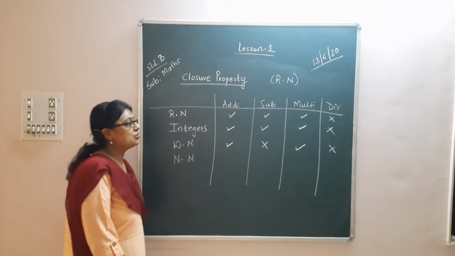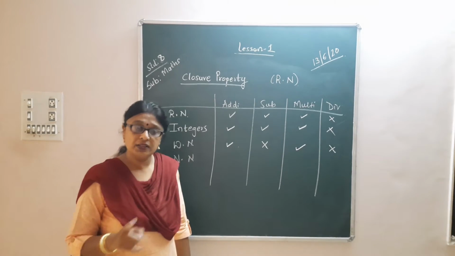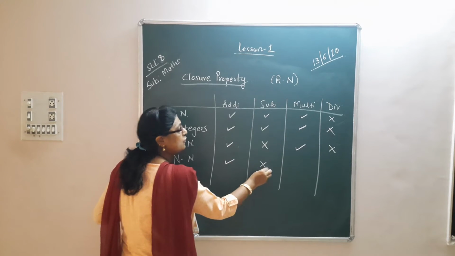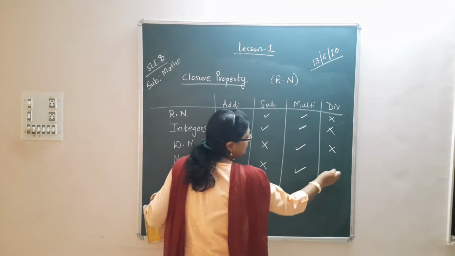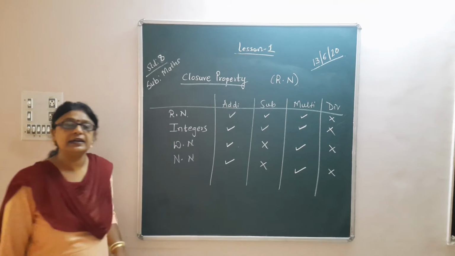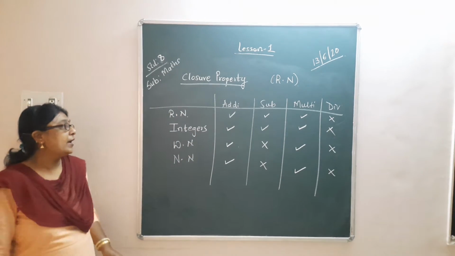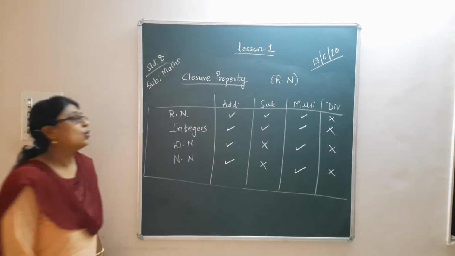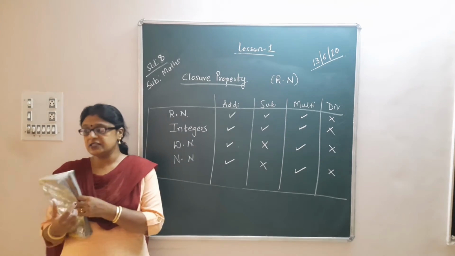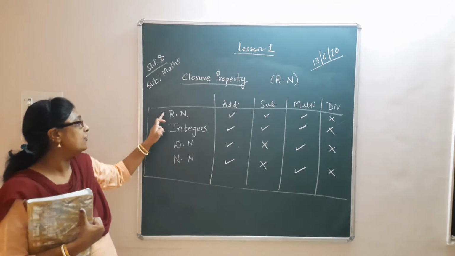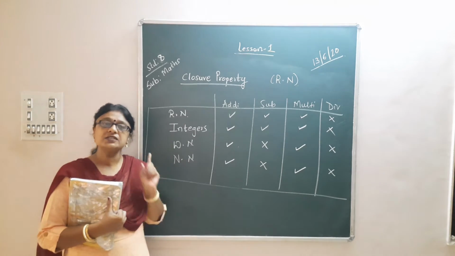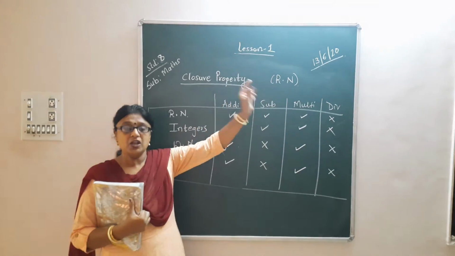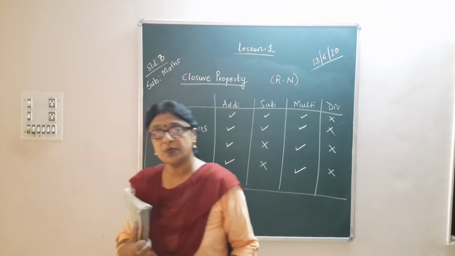And similarly for natural numbers, meaning all the numbers starting from 1, it is true for addition, not true for subtraction, true for multiplication and not for division. Understood? Okay, so this table suggests only the first property, that is the closure property of the 4 types of numbers. So you just have to know what the closure property is.